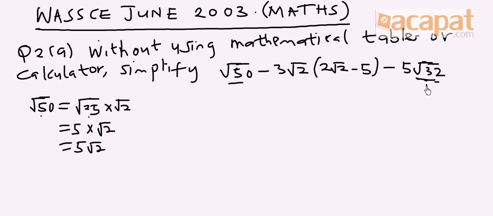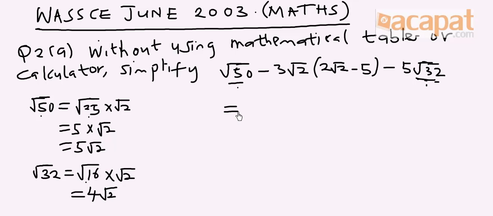So root 32 here is equal to square root of 16 times square root of 2, because 32 is equal to 16 times 2. So that square root of 16 here gives 4. So I have this as 4 root 2. So that root 50 here becomes 5 root 2.